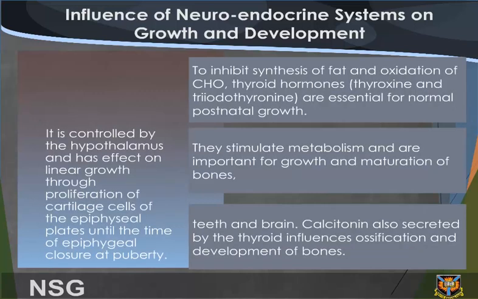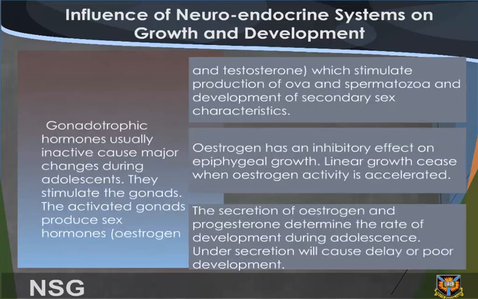It is controlled by the hypothalamus and has an effect on linear growth through proliferation of cartilage cells of the epiphyseal plate until the time of epiphyseal closure at puberty. To inhibit synthesis of fat and oxidation of CHO, thyroid hormones, thyroxine and triiodothyronine, are essential for normal postnatal growth. They stimulate metabolism and are important for growth and maturation of bones, teeth, and brain. Calcitonin, also secreted by the thyroid, influences ossification and development of bones.